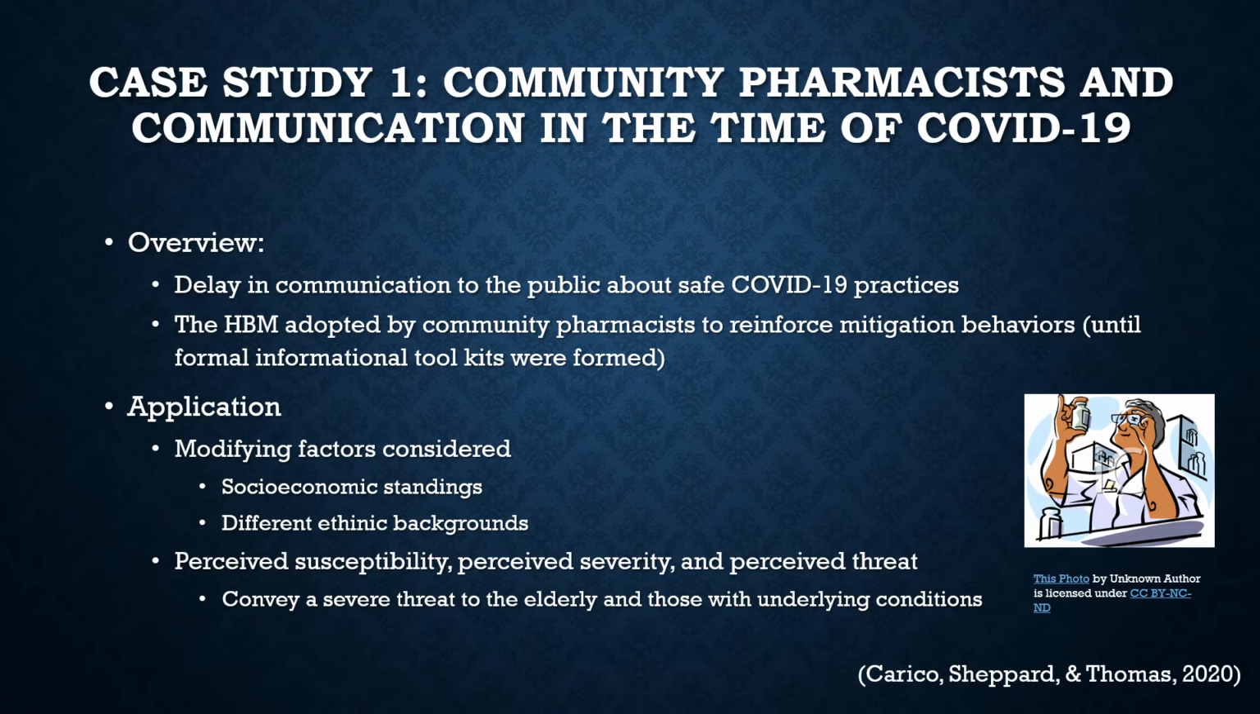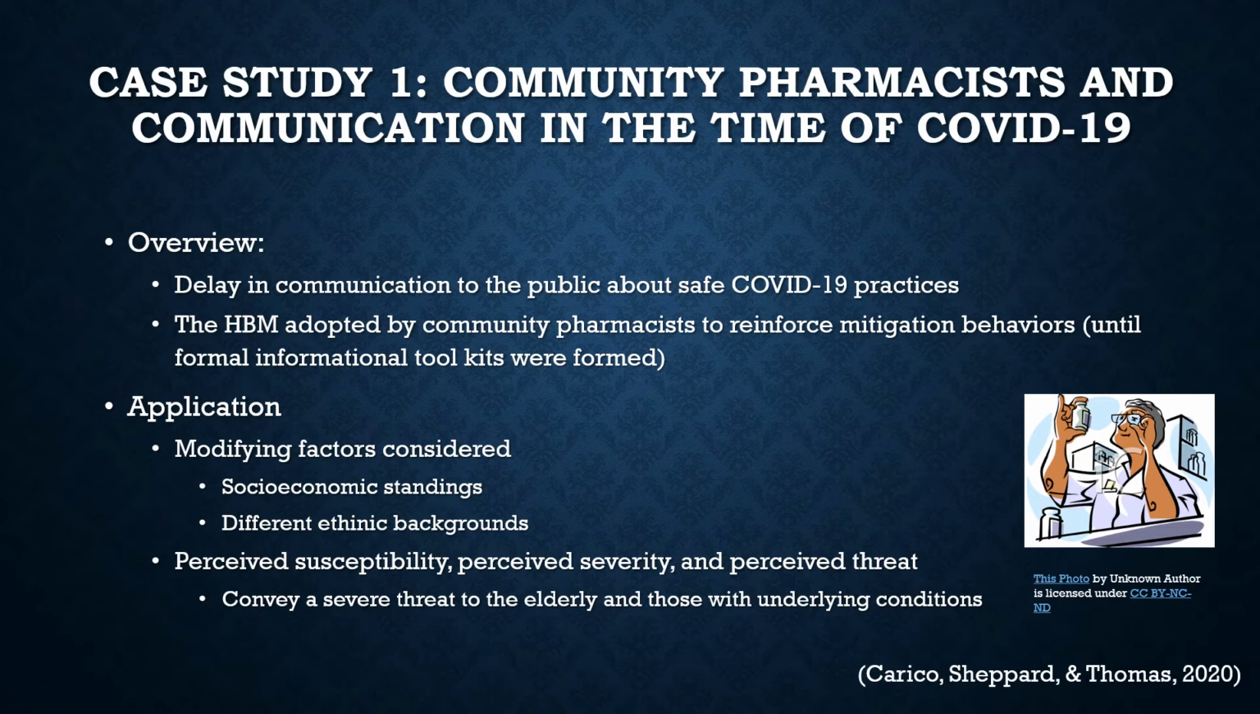Local community pharmacists were called upon to spread these mitigation practices because they were thought to be a good option for local community interactions with the public. This article considered modifying factors like socioeconomic standing, since people with a lower socioeconomic standing may not have had the tools needed to overcome these perceived barriers. Different ethnic backgrounds were also considered, like if someone had cultural attitudes or norms that may interfere with social distancing. It's thought that a community pharmacist has a better understanding of these factors because they're such a part of the community.